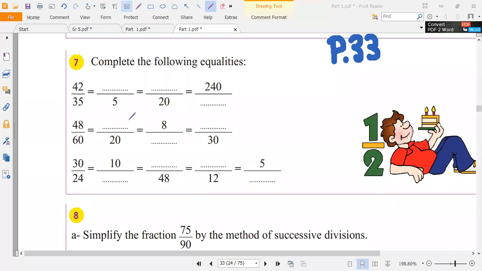Hello, in this video we will do exercise 7, page 33. Complete the following equalities. We have 35, it becomes 5. It becomes smaller, so we divide 35 by 7. So here we divide the fraction by 7. So we divide also 42 by 7 and we get 6.